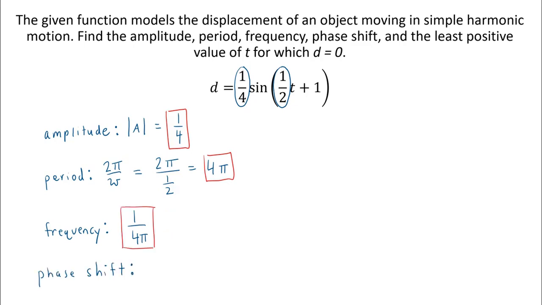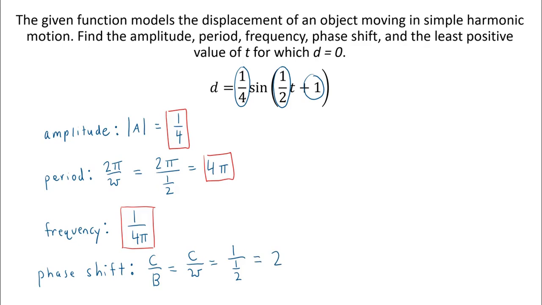All right, let's find the phase shift. Remember, the phase shift can be found by c over b, but in this case, it would be c over omega. That would give us c is 1, and omega is 1/2. So we would have 1 over 1/2, which is 2. But we have to keep in mind this is a positive 2.